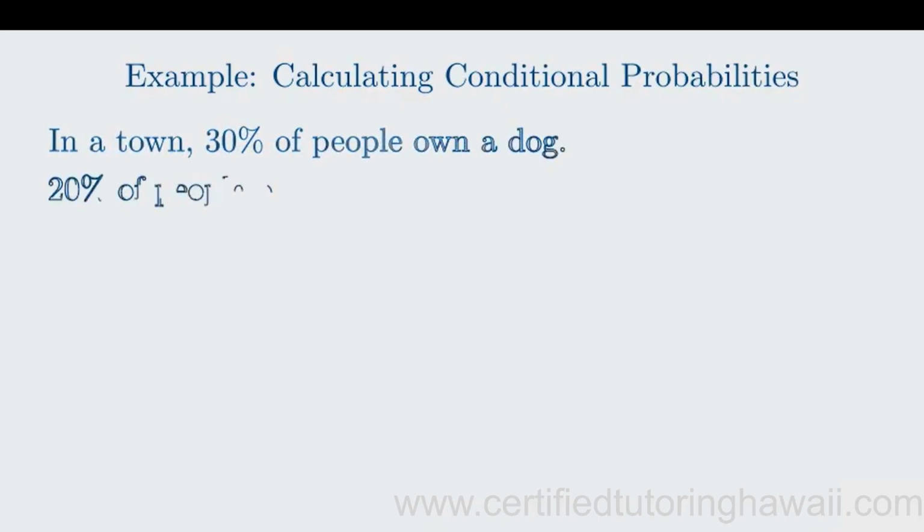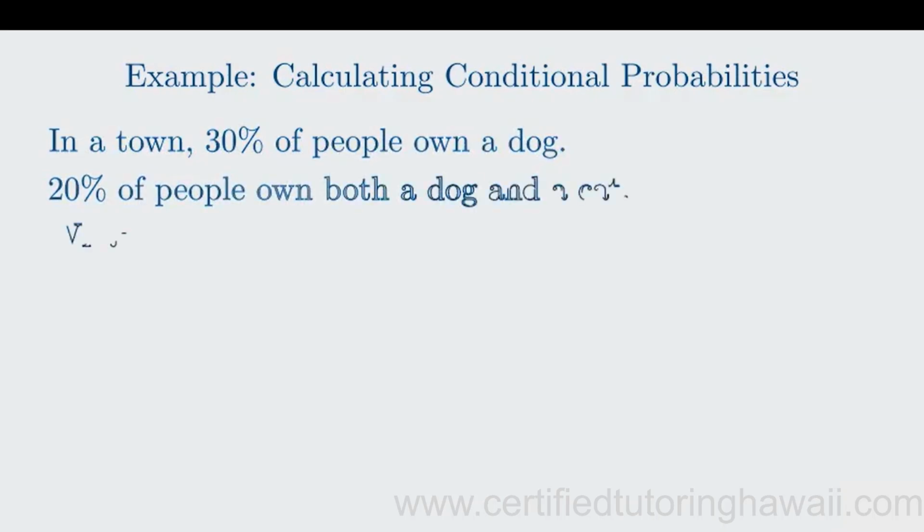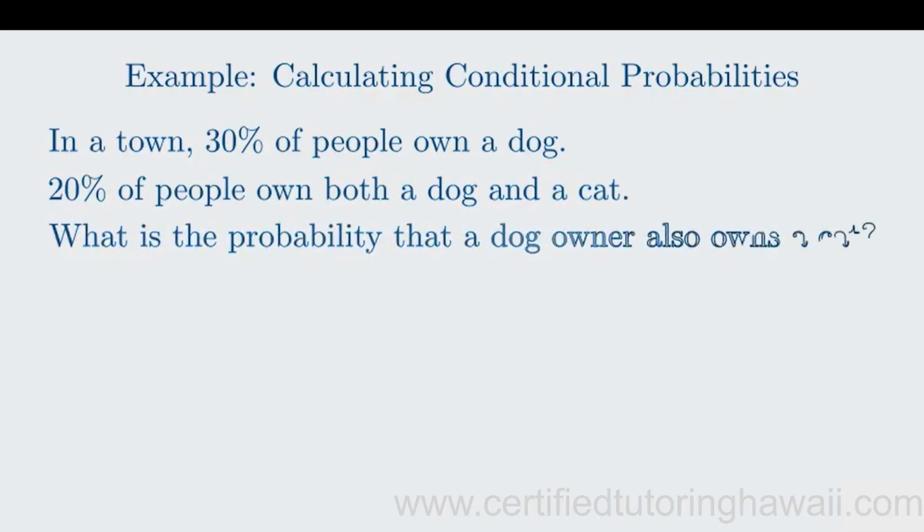Let's wrap up with one more example that combines these ideas in a slightly different way. This will help reinforce our first learning objective of calculating conditional probabilities. Consider this problem. In a town, 30% of people own a dog. 20% of people own both a dog and a cat. What is the probability that a dog owner also owns a cat? Notice the phrasing here.